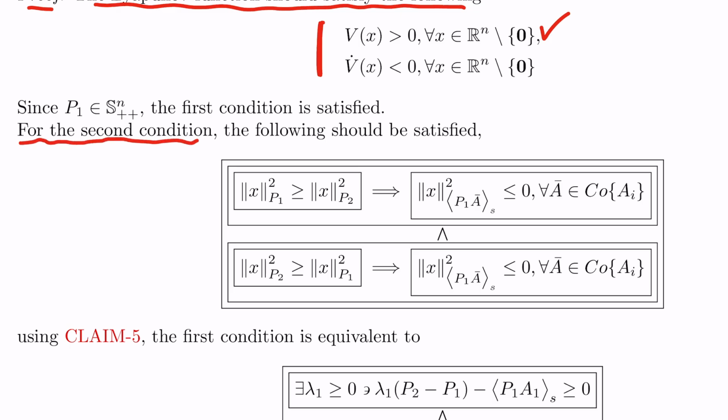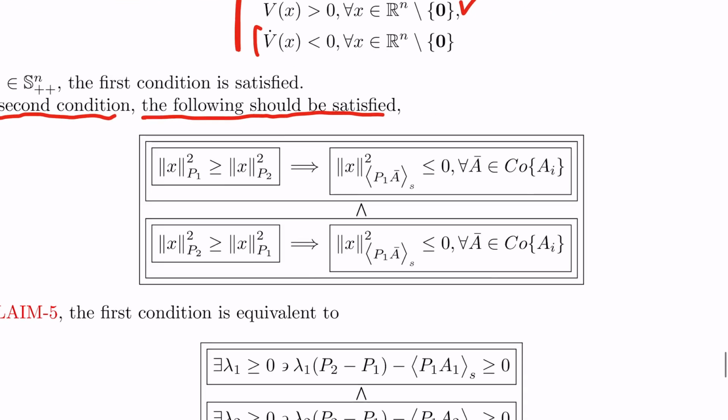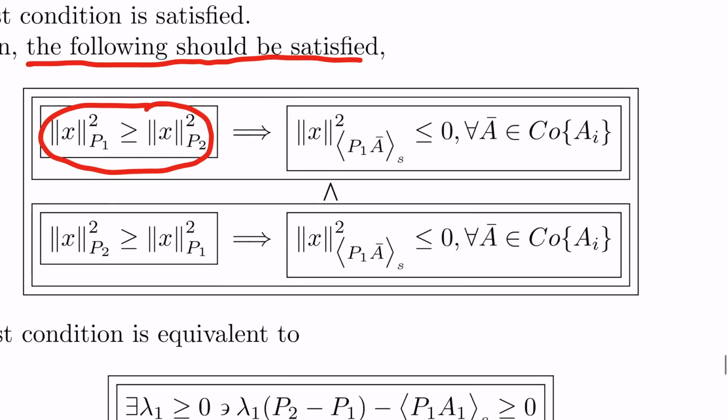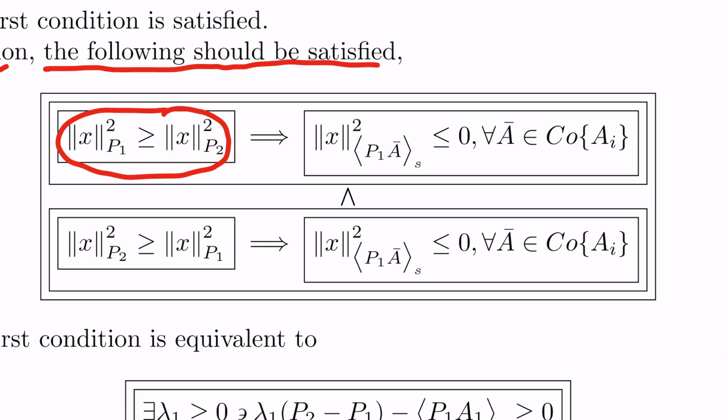For the second condition, this is the derivative, and the following should be satisfied, or this is equivalent to this. Why is that? If you look at the nature of V(x), I'm not going to go over the detail because I discussed that in the previous video. The purpose, the raison d'etre of this video, is to clarify some of the points that I glossed over in the previous video. So I'm only looking at those parts.